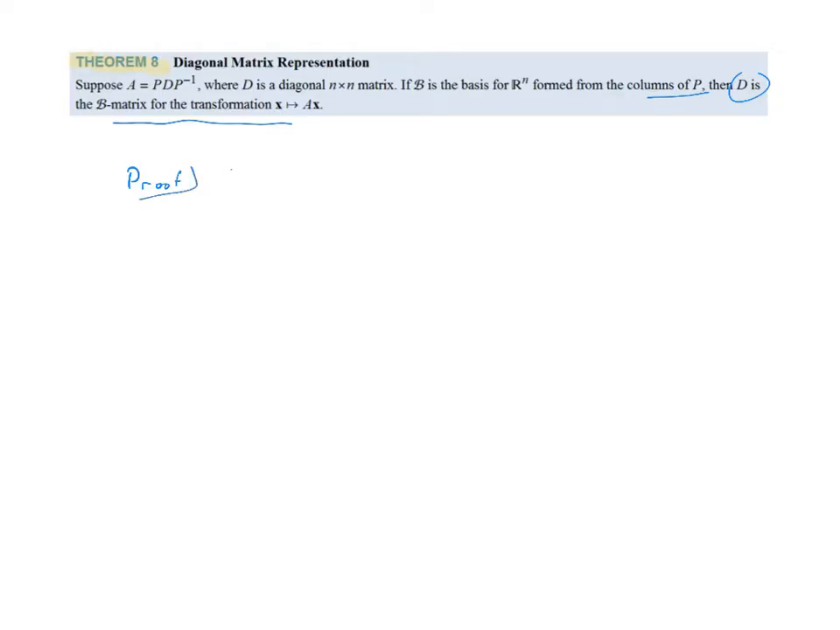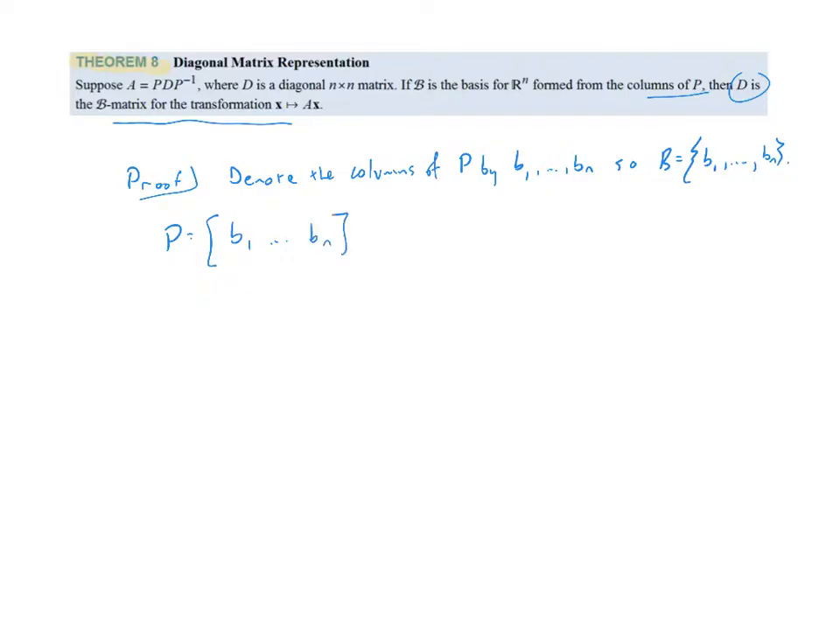All right, so we're going to say denote the columns of P by b1 through bn, so that our basis, capital B, is equal to those vectors, b1 through bn. Boom, there we go. Okay, so there's our start. And that allows us to write P equals b1 through bn. So those are the columns of matrix P.